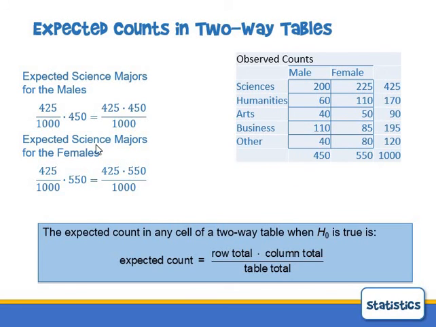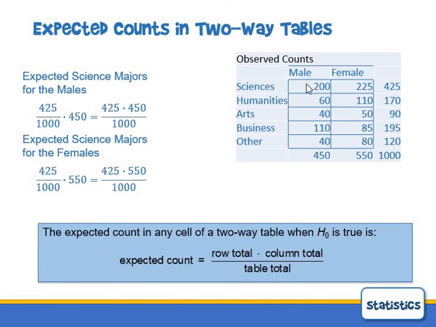So if you look at each one, what we did, I tried to explain where it's coming from. The 425 out of 1,000 was giving me the percent out of the whole table, or the proportion out of the whole table that selected science, and then we're multiplying it by the total number of males and then by the total number of females. But ultimately what we're doing is we're doing the row total times the column total. Those two numbers are the row total and the column total, and we're dividing by the table total. So that's our general formula for expected count.